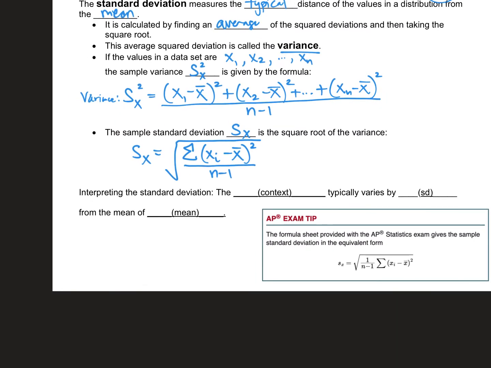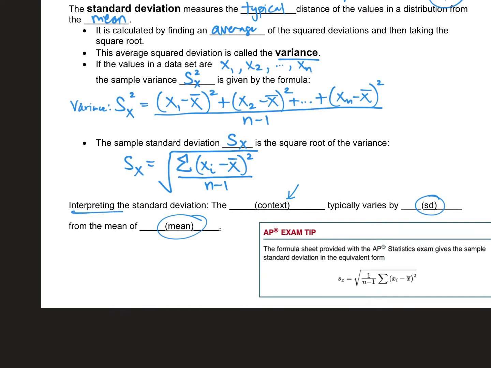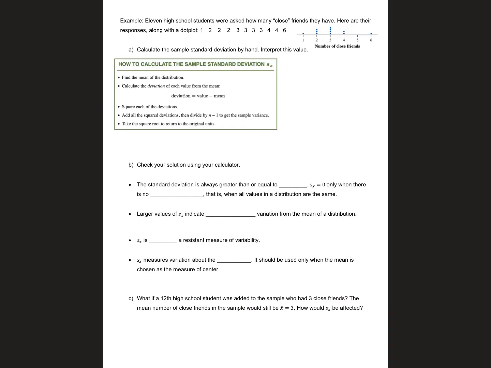Your calculator also will be able to get a standard deviation for you, so you're not going to have to do this by hand. Maybe we'll do it once by hand just to see it. And then they're going to ask you to interpret the standard deviation in words. So you're going to say the context typically varies by whatever the standard deviation is from the mean of whatever the mean is. You'll see one when we do one in just a minute, what that little template does. Okay, let's go on.